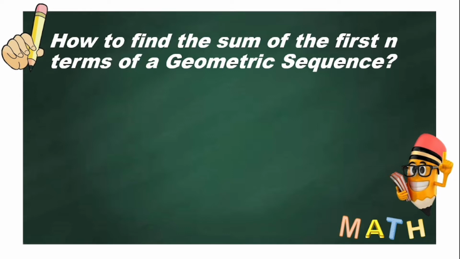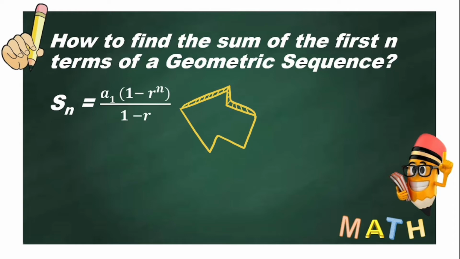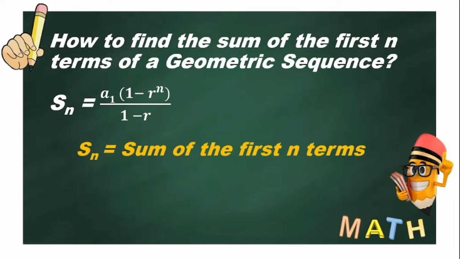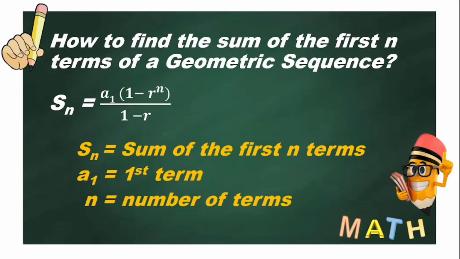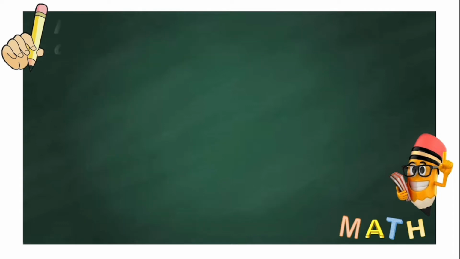In order for us to find the sum of the first n terms of a geometric sequence, we are going to use the formula S sub n is equal to a sub 1 times quantity 1 minus r raised to n all over 1 minus r, wherein S sub n stands for the sum of the first n terms, a sub 1 is the first term, n is the number of terms, and r is the common ratio. Now, let us study this example.